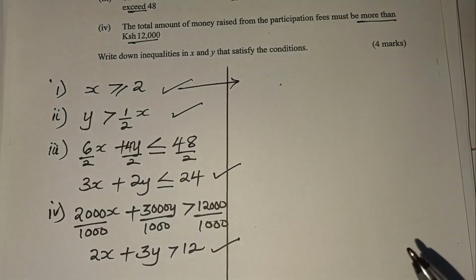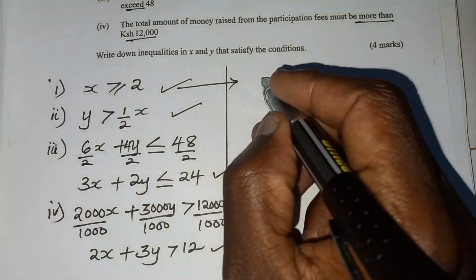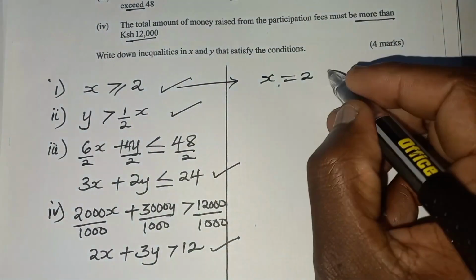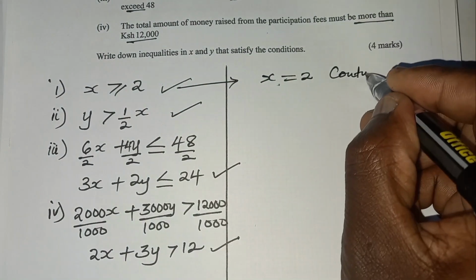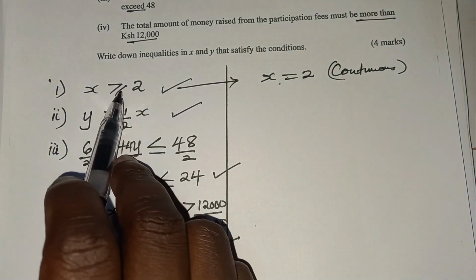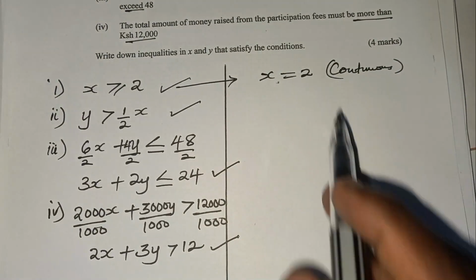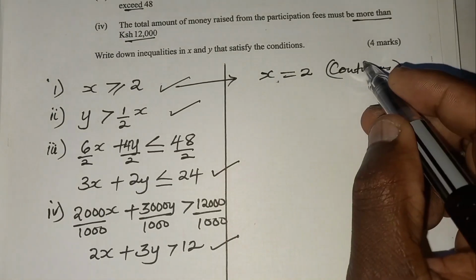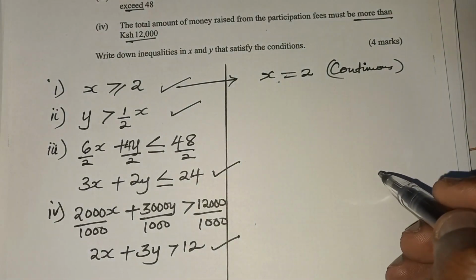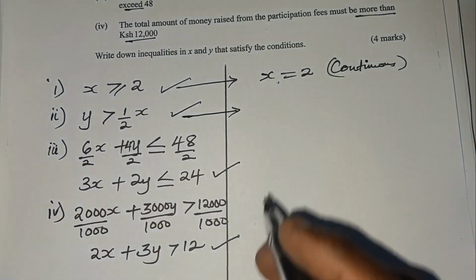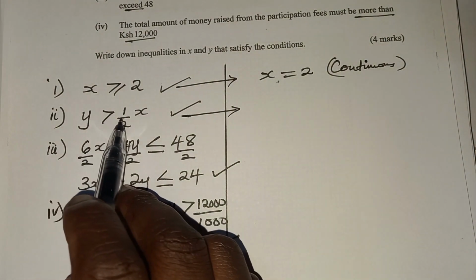So which line are we going to draw there? The line you're going to draw is the line x is equals to 2. And that line should be continuous. Continuous in the sense that you can see there is equal, greater than or equal. So all the points lying on that line are part of the solution. Any point that lies on that line will be part of the solution. Continuous line. Then we go to y is greater than a half x.